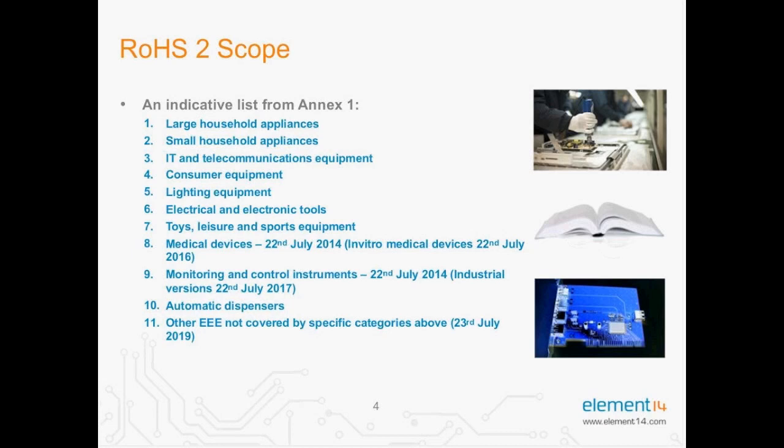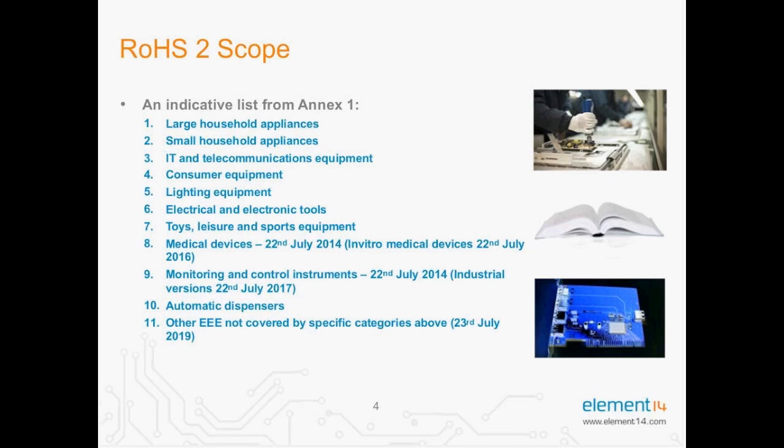And then Category 11, which there is some ambiguity over what this will exactly cover, but it's described in the directive as EEE, electrical and electronic equipment, not covered by specific categories above. And because of the ambiguity that needs to be cleared up, it will be exempt until the 23rd of July 2019. So expect some updates on that.